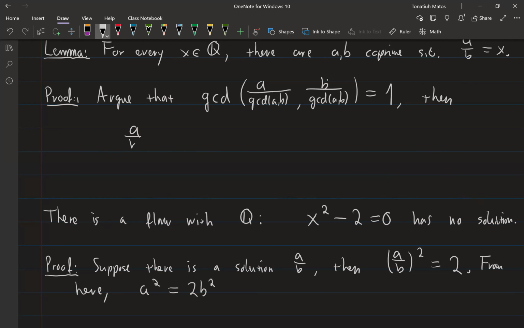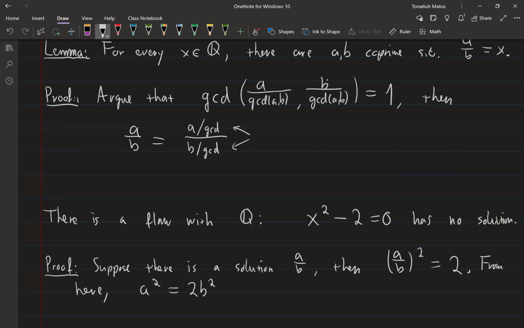Then a divided by b, this fraction is the same as a divided by the GCD divided by b divided by the GCD, right? So this is a rational, but these two numbers, the denominator and the numerator, are coprime.